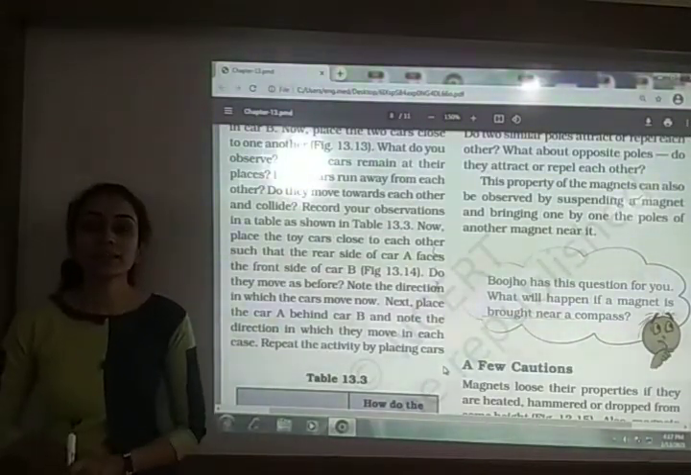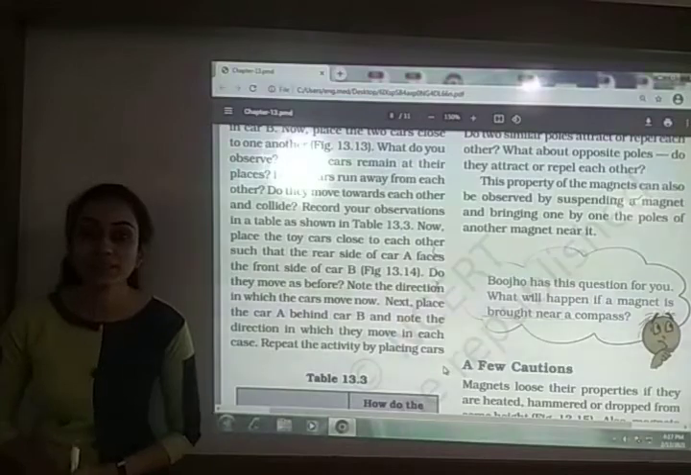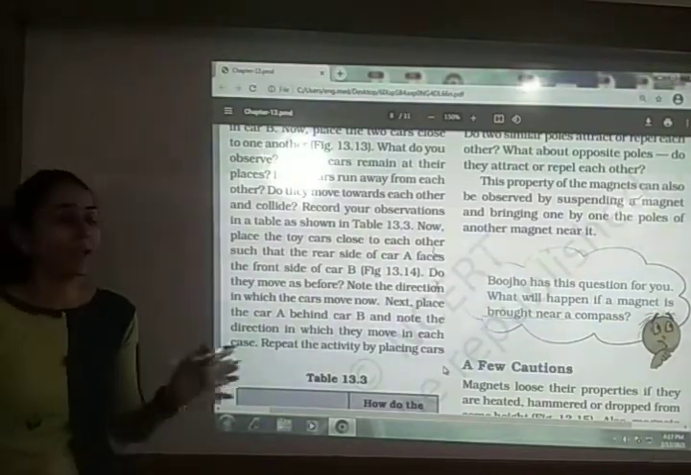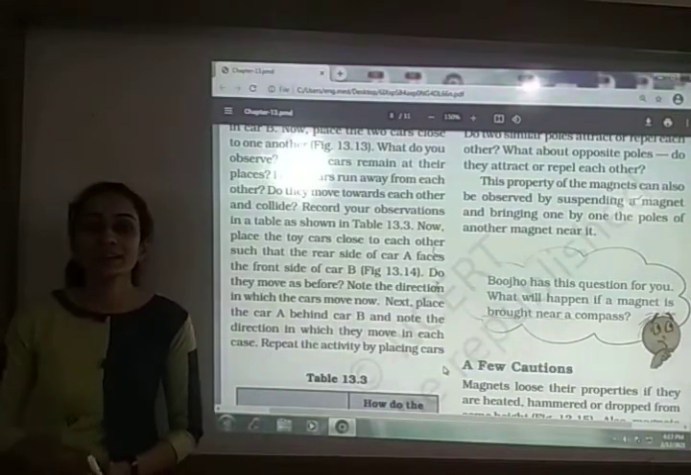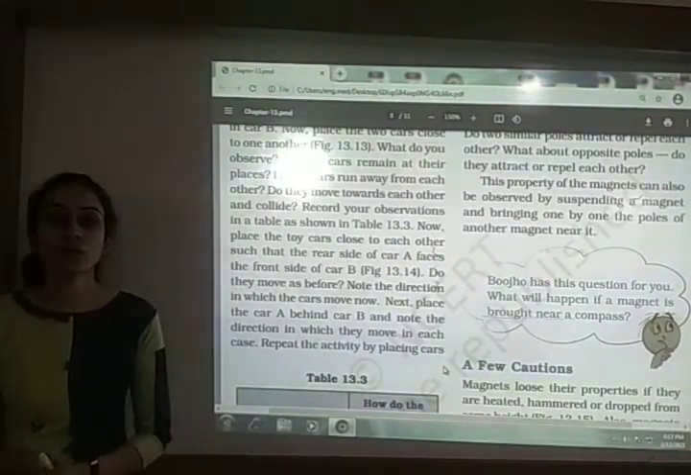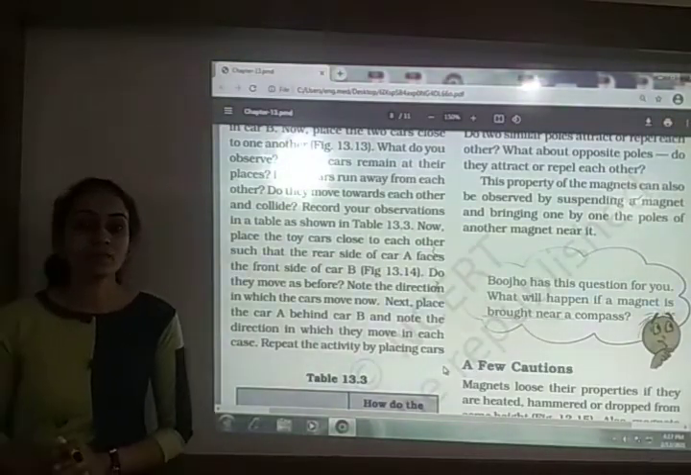is also a tiny magnet. So magnet and magnet, the unlike or opposite poles will attract each other and the similar poles will repel each other, and because of this property of magnets, the magnetic needle will also deflect or move from its original position when we bring the magnet near the compass.